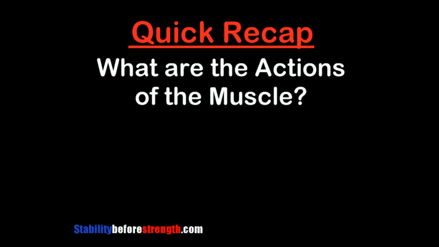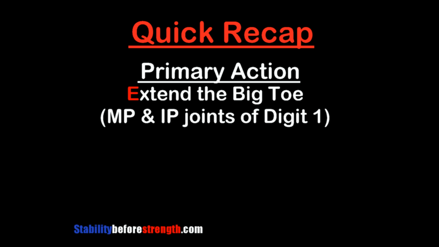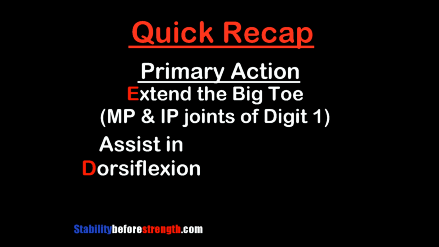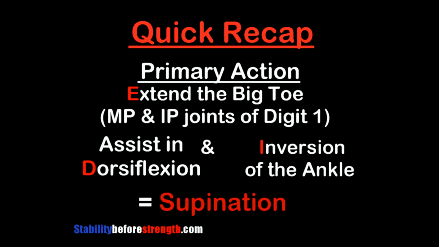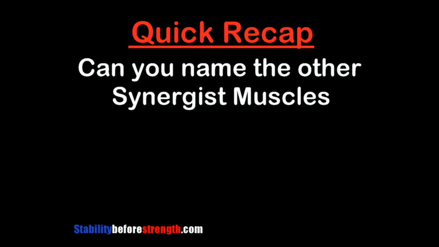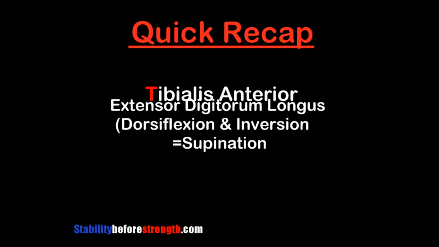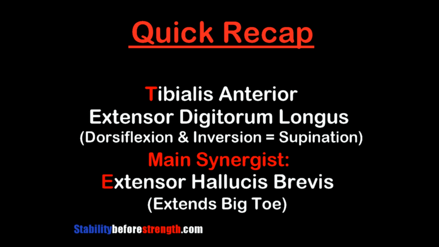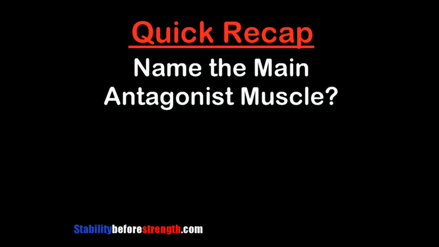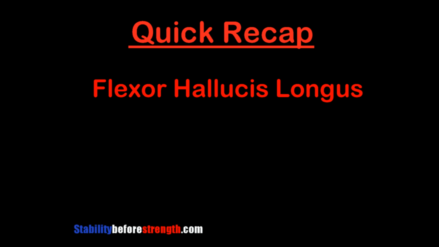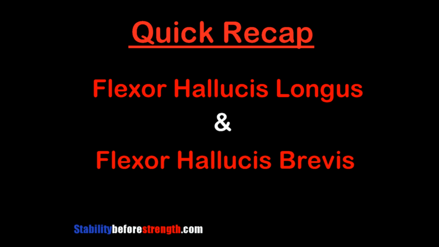Now, what are the actions of the muscle? The primary action is to extend the big toe, MP and IP of digit 1, but it also assists in dorsiflexion and inversion of the foot, supination. Now, name the other synergist muscles. Tibialis anterior, extensor digitorum longus, but the main synergist is the extensor hallucis brevis. Now, name the main antagonist muscles: the flexor hallucis longus and flexor hallucis brevis.